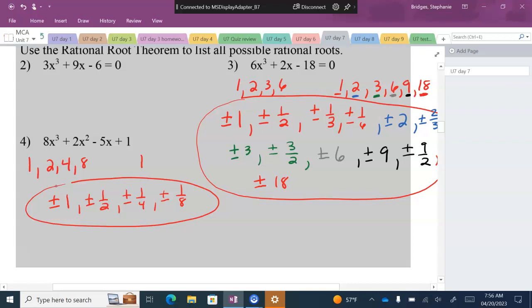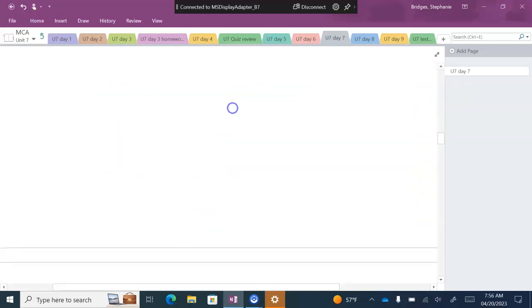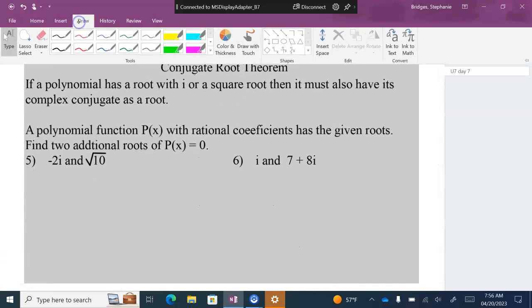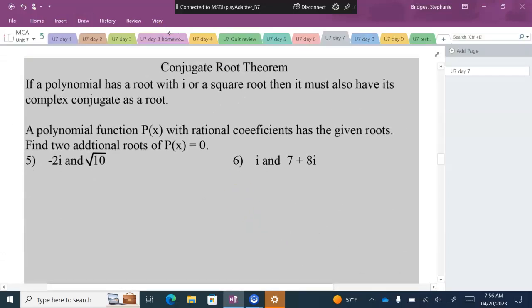All right, the next thing we're going to talk about is what we call the conjugate root theorem. Do you guys remember what conjugates are? Like x plus 3 and x minus 3. They're exactly the same, but the signs are different. So for the conjugate root theorem, here's the important piece. If a polynomial has a root with either i or with a square root, then it must also have its conjugate as a solution. Okay, you don't have to write that next sentence.